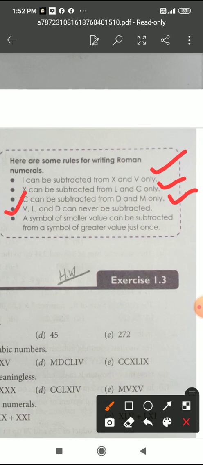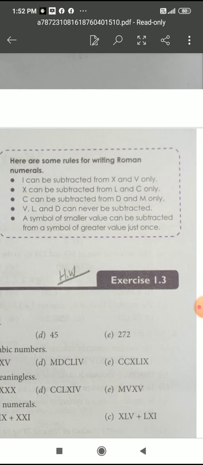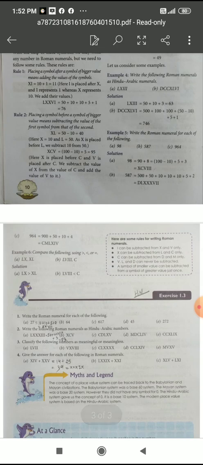Then last one, a symbol of smaller value can be subtracted from a symbol of greater value just once. So children, this is very important. You remember. Then children, comes to exercise 1.3.